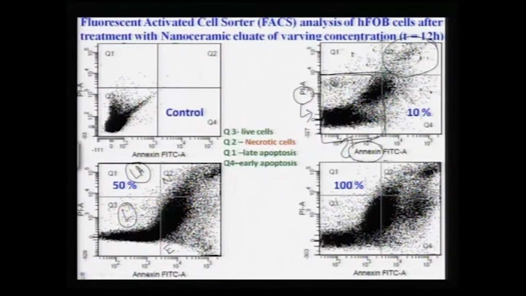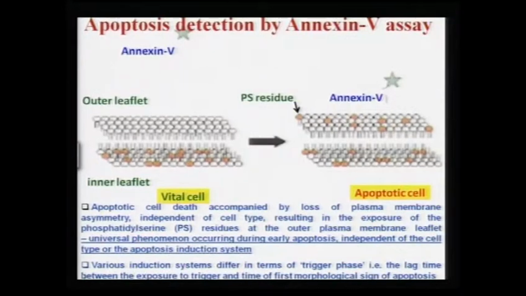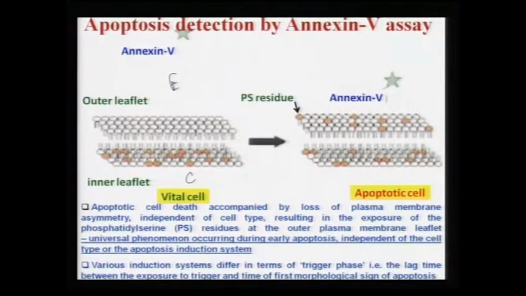Now, what do negative and positive mean in this FACS process? There are 2 cells shown here. The left one is the vital or live cell, the right one is the apoptotic cell. In these 2 cells, this is called the plasma membrane. As I mentioned while discussing cell structure, the plasma membrane has a typical double-layer structure, meaning certain molecules are exposed to the extracellular space and certain molecules are exposed to the cytoplasmic space. So, this is your cytoplasm, this is your ECM.